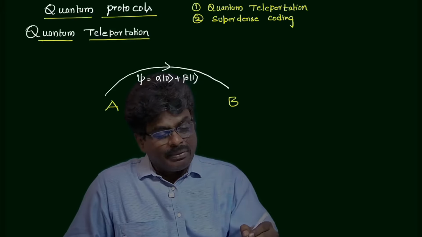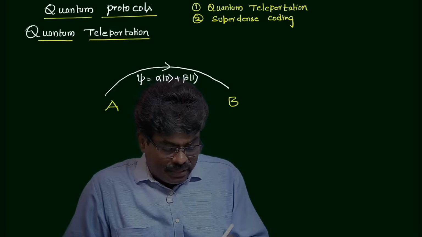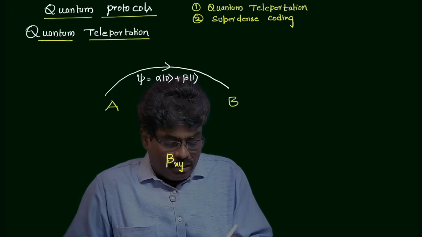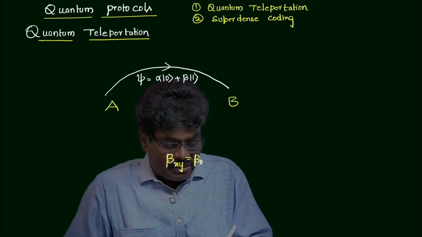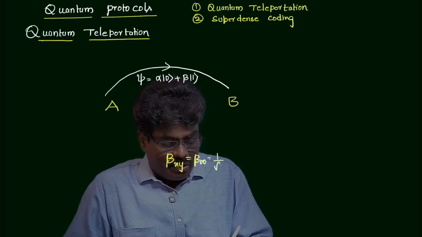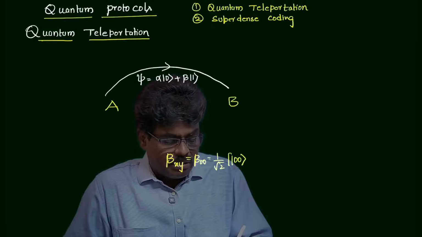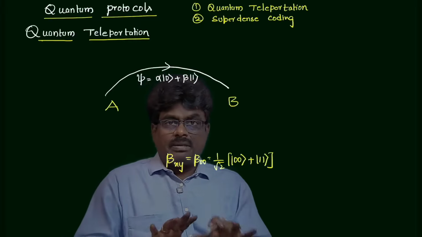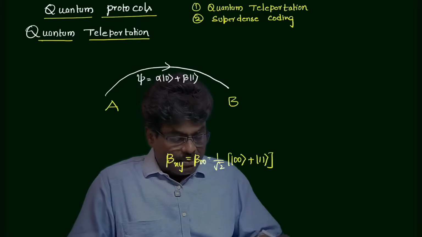But before that, there is one Bell state, let us suppose beta xy. Now in this I am taking beta 0 0, which is 1 over root 2 (0 0 plus 1 1). So already one Bell state is created.